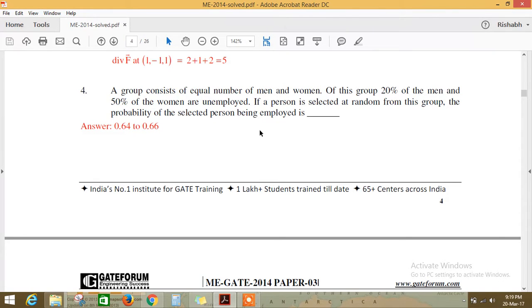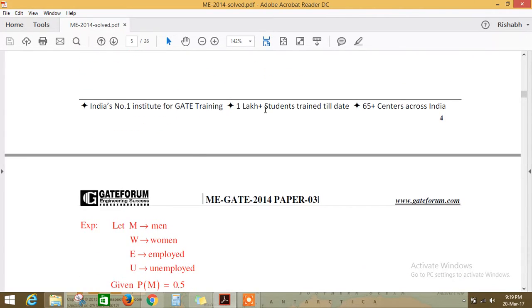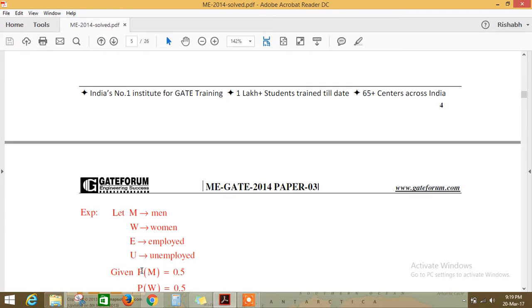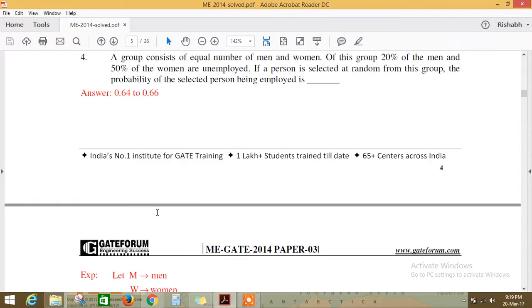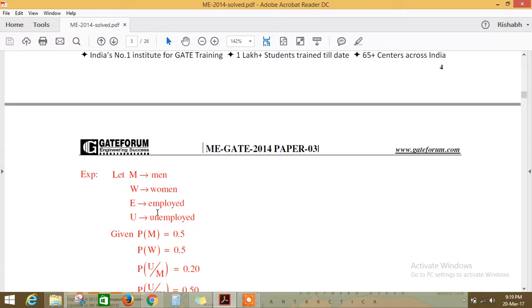So suppose the men, see, I have explained with the help of an example. Let M be the number of men, W be the number of women, E be the number of employed persons, U be the number of unemployed persons. So the probability of a man, since the number of men is half of the total persons present in the group, is 0.5. Similarly, of women is 0.5.